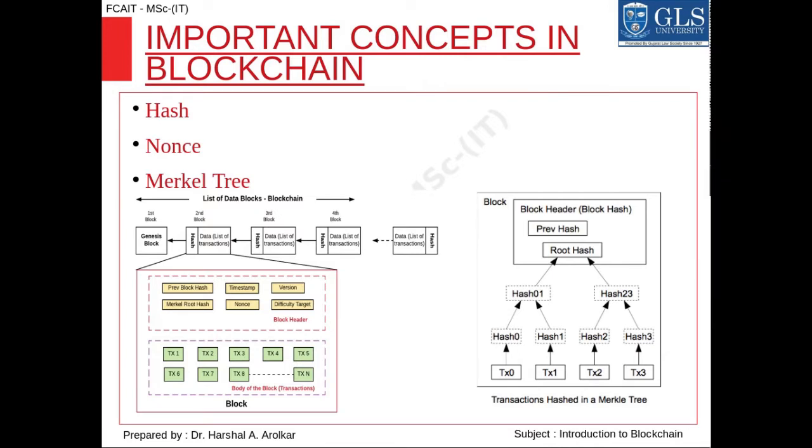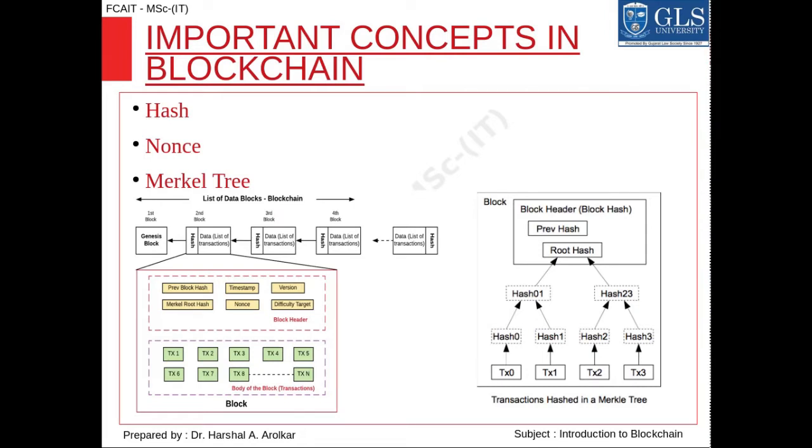Hash basically is a mathematical function which converts a huge set of data into a few characters. So possibly you may have something like SHA which will convert your entire data set into a 64-character string and so on. Nonce is something which is used by miners to validate the block, and Merkle tree again is a validation factor. So let us have a look at the first figure, which says list of data blocks in blockchain.